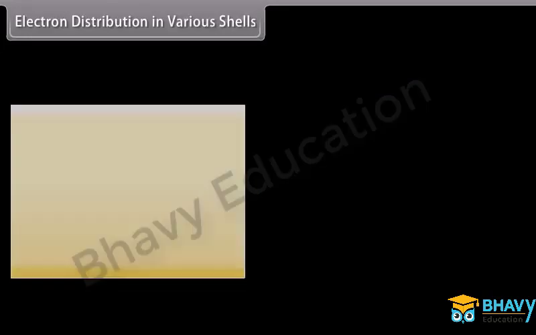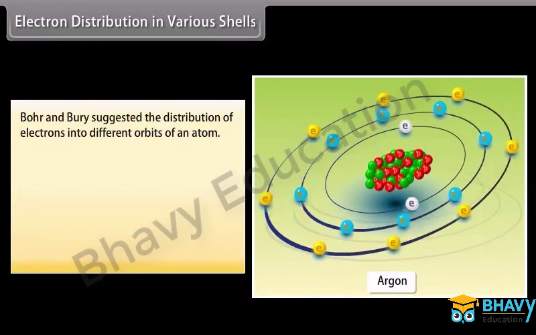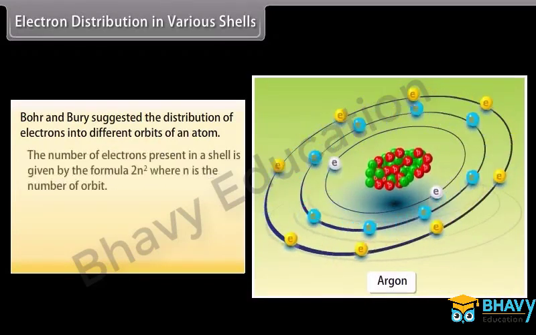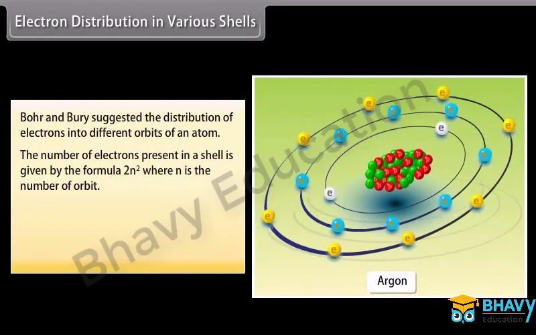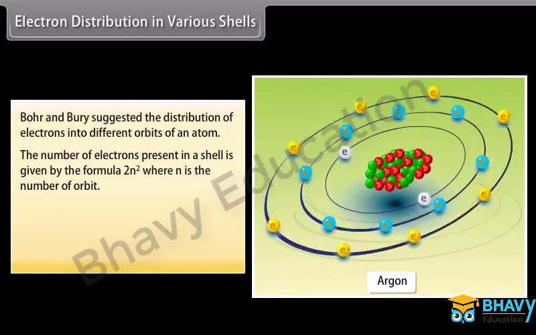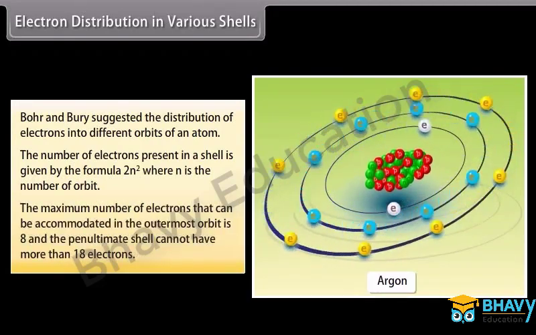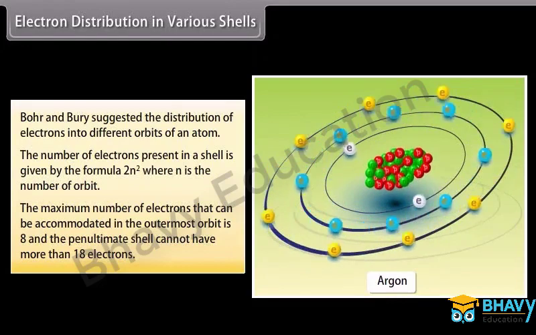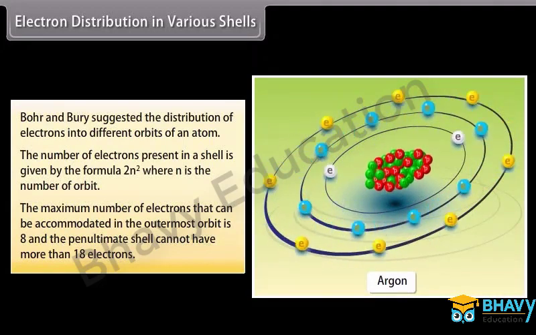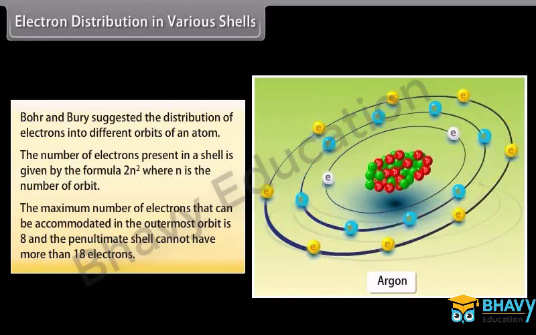Electron distribution in various shells. Bohr and Bury suggested the distribution of electrons into different orbits of an atom. The number of electrons present in a shell is given by the formula 2n², where n is the number of the orbit. The maximum number of electrons that can be accommodated in the outermost orbit is 8, and the penultimate shell cannot have more than 18 electrons.